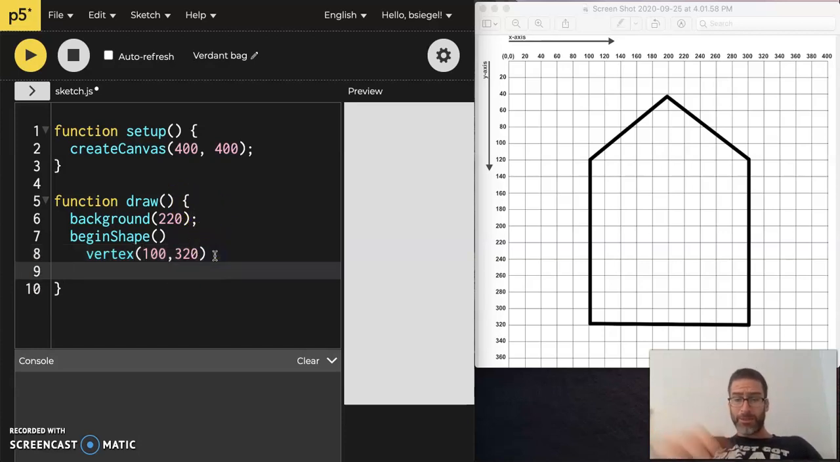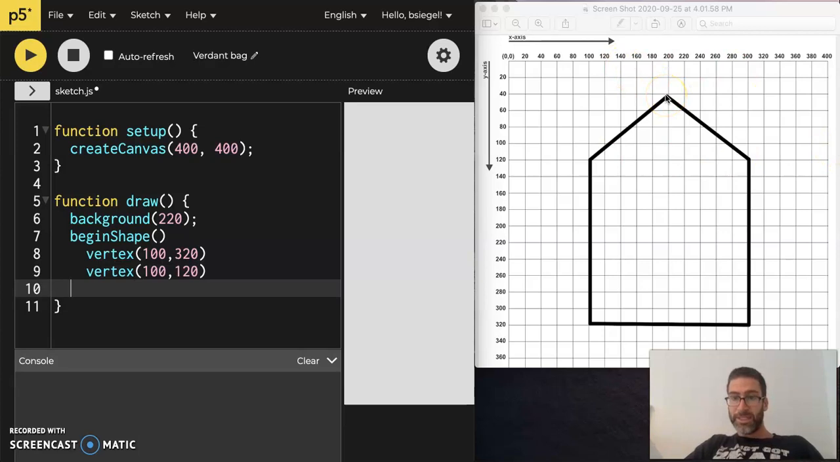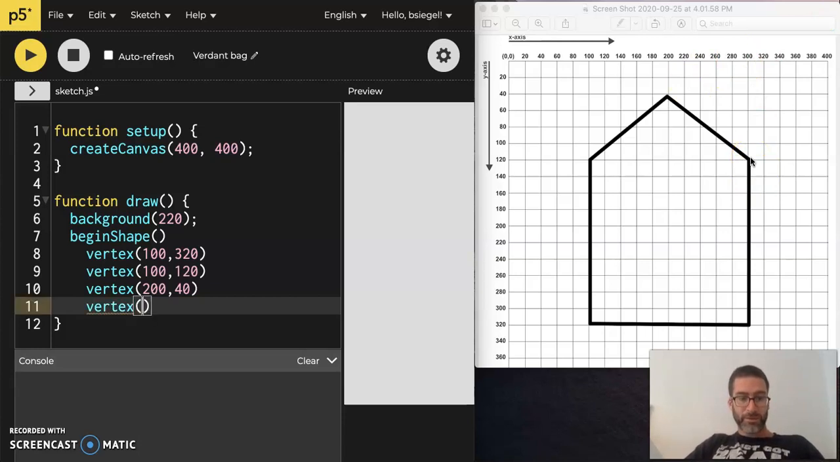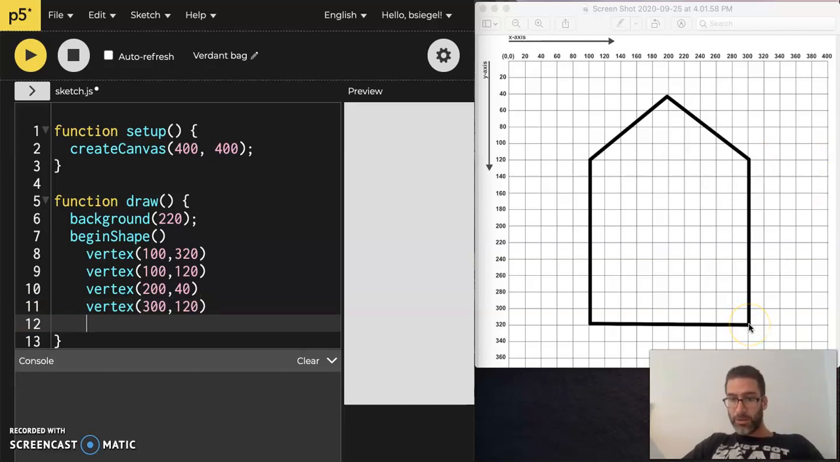And then we just repeat this process for all the points. So the next point we have is over here. This is another vertex. So we do it at 100, 120. So we say vertex 100, 120. Then we go to the next one. It's over here. It's at 260. Or sorry, it's at 240. My bad. Vertex 200, then 40. Then we go to the next one. It's at 300, 120. And then we go to the next one, and it's at, let's go down here, it's at 300, 320. So vertex 300, 320.